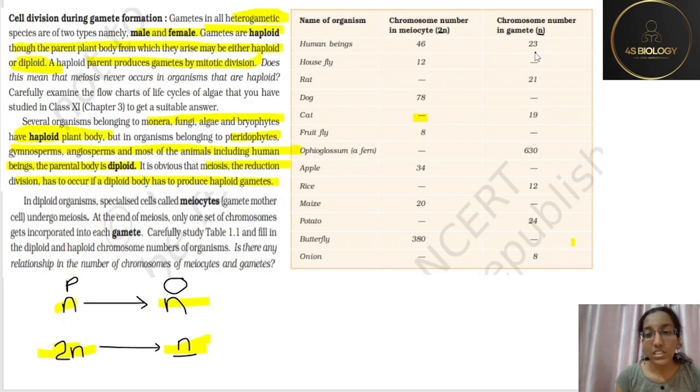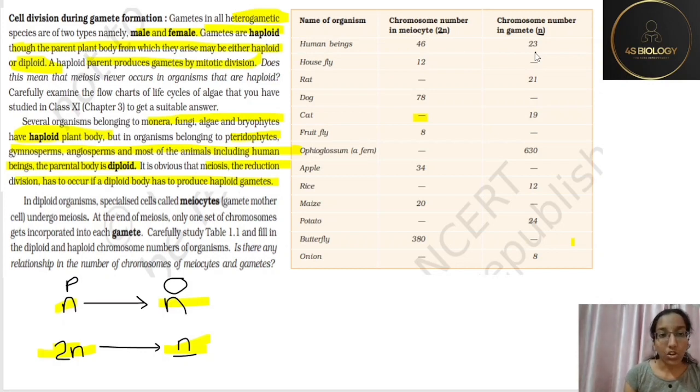Next is easy, you can just use some mathematics skills and do it. Rice: 12 is n, so 2n will be 24. Maize: 20 is 2n, so n would be 10. Potato: 24 is n, so 48 would be 2n. Butterfly: 380 is 2n, so n would be 190. Onion: 8 is n, so 2n would be 16. You can just multiply by 2 and divide by 2 and find out n and 2n from this.